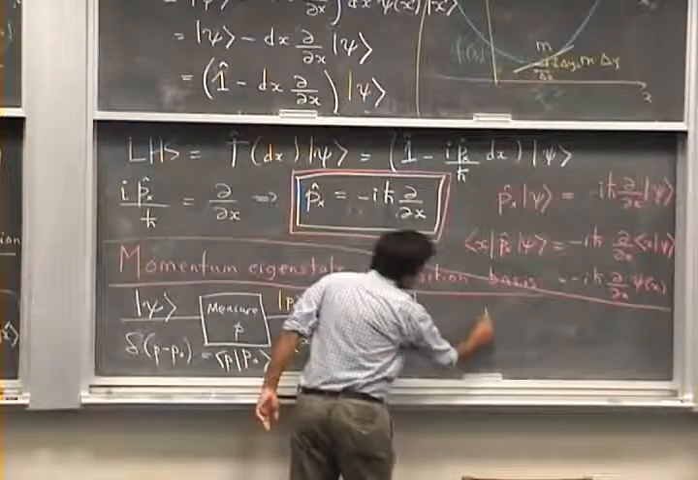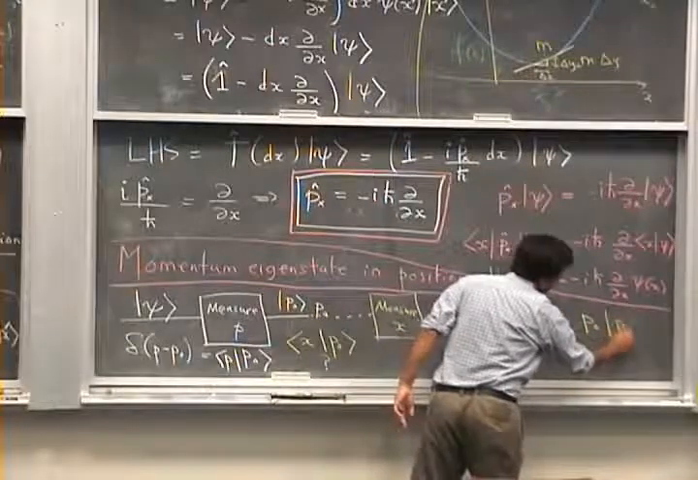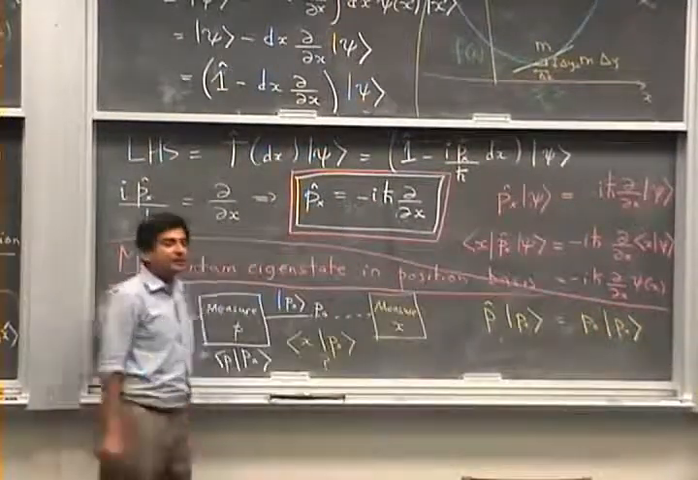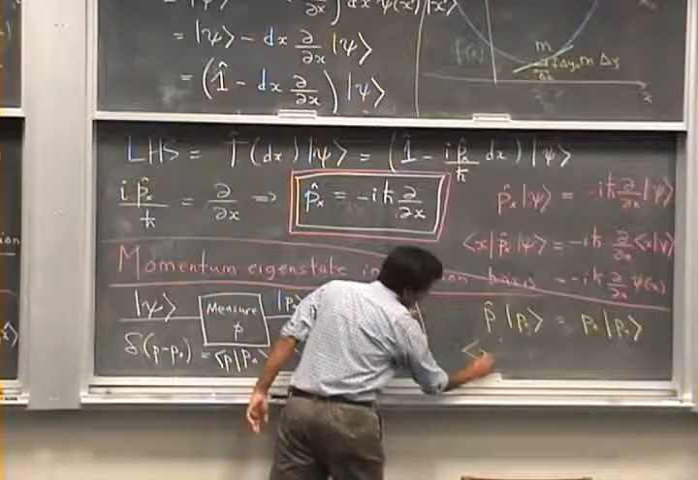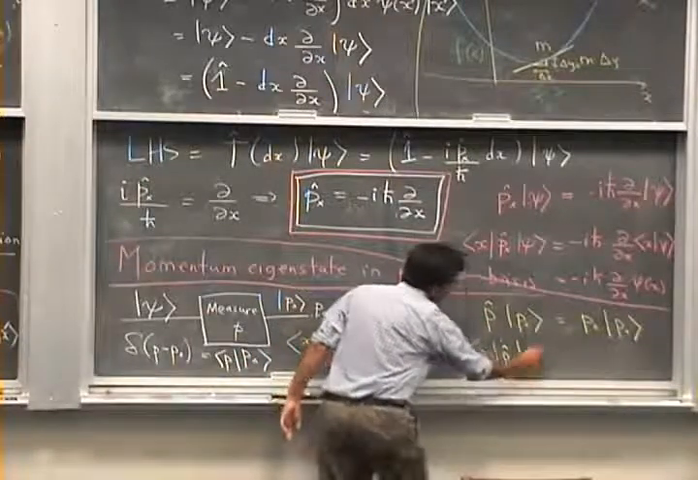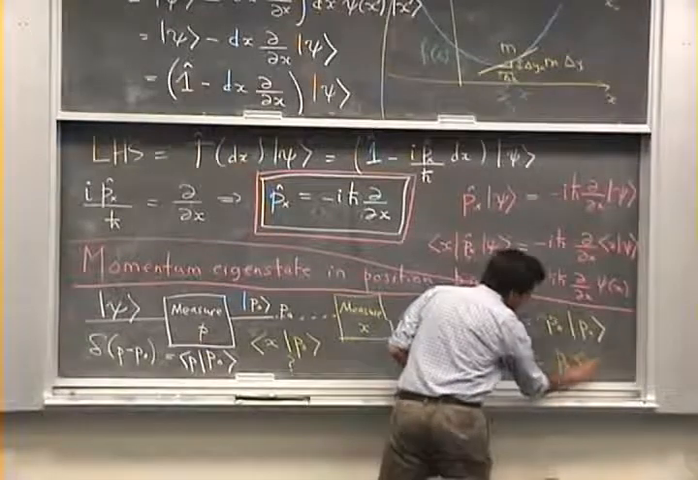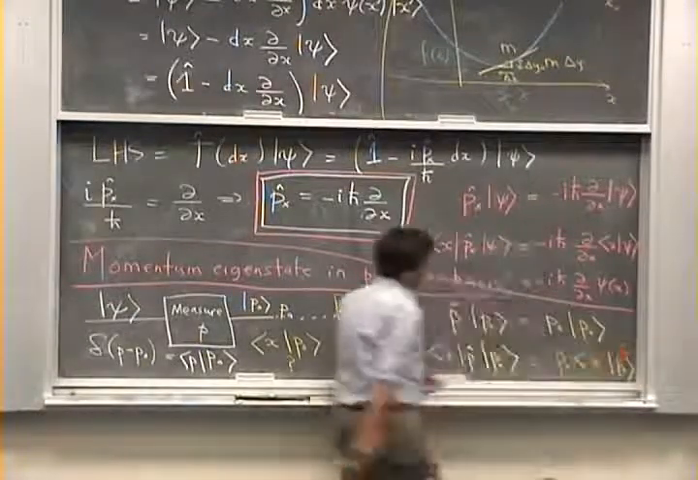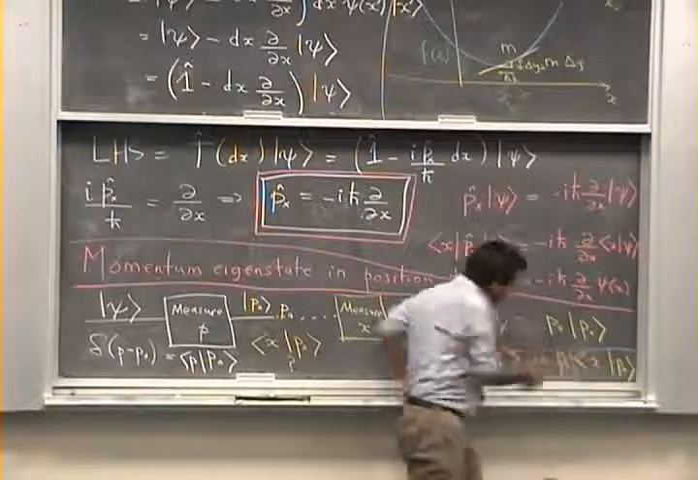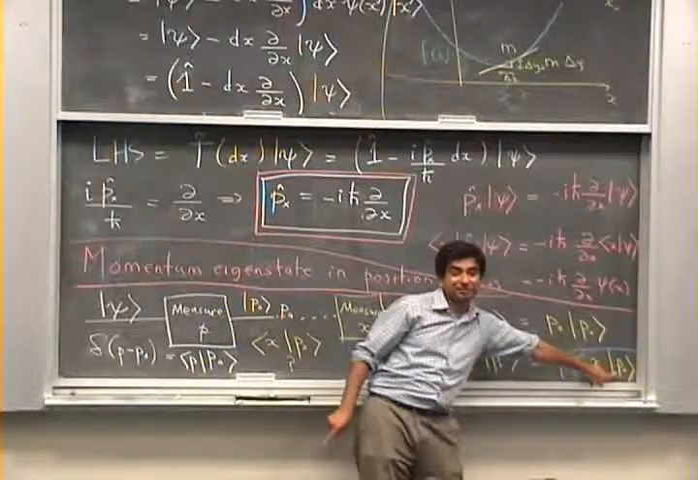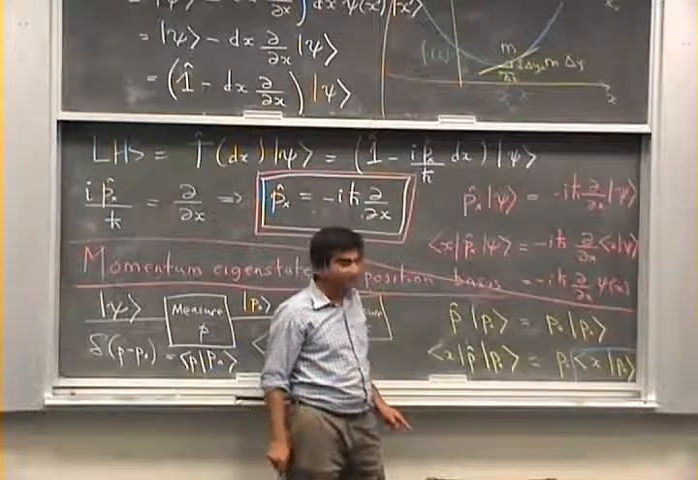We know that the momentum operator P acting on its eigenstate P naught gives me an eigenvalue P naught. Now I would like to project both of these sides onto the position basis, bra x. Now P naught is just a number. It's an eigenvalue. So P naught times bra x, ket P naught. And this is something we would actually like to find. This is our unknown, because this is the wave function of the momentum eigenstate in the position basis.